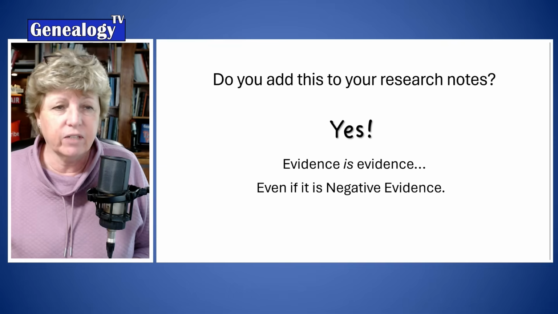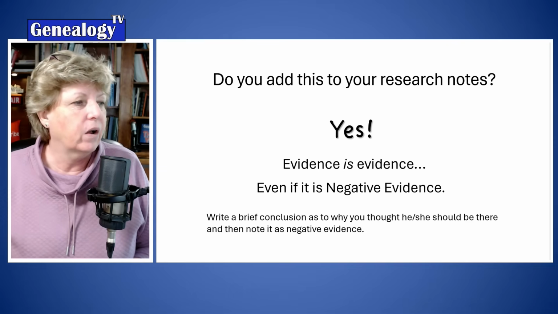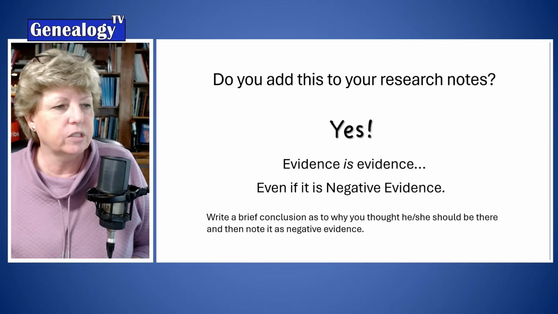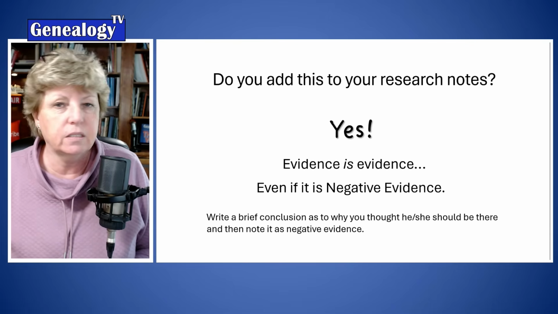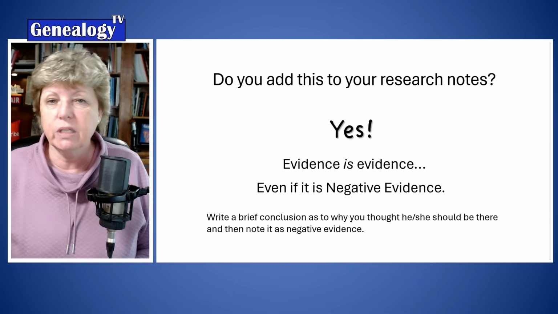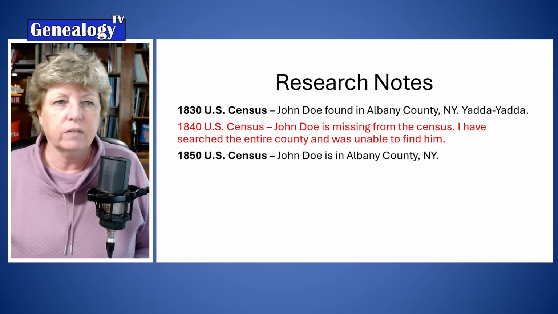Whether it's negative evidence or not, it is evidence. So write a brief conclusion as to why you thought he or she should have been in the 1840 time period. I would put that in chronological order in your research notes and then note it as negative evidence.